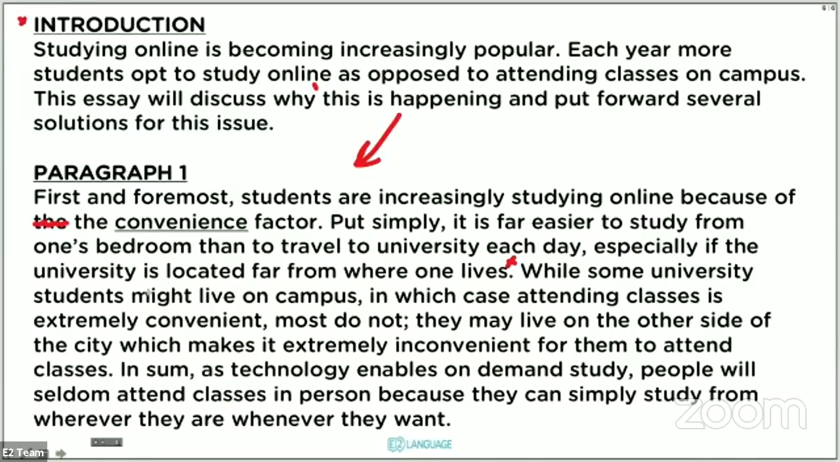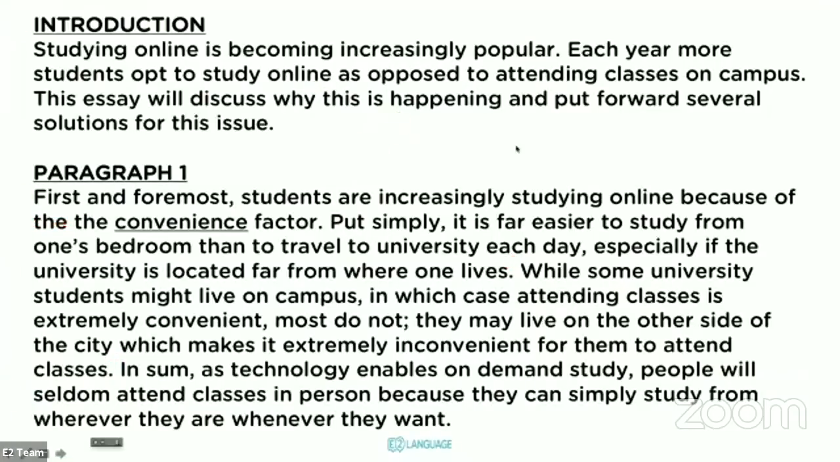Now I have my closing sentence, which sort of goes back to this first sentence here. In sum, as technology enables on-demand study, people will seldom attend classes in person because they can simply study from wherever they are, whenever they want.